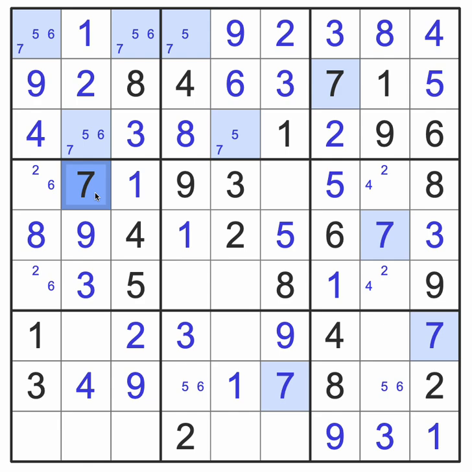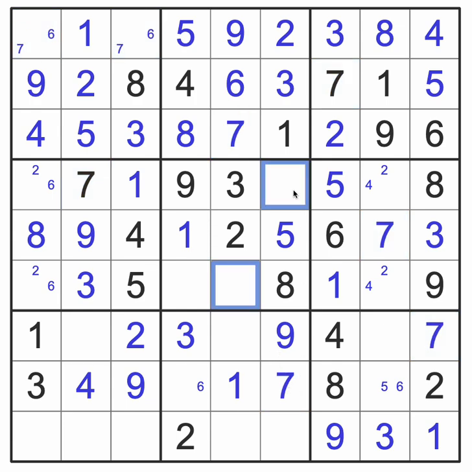And this 7 blocks this cell. This 6 blocks this cell, gives me 5. 5 and 5 gives me 5 here and 7 here. This 7 blocks this cell. This 7 blocks this cell, gives me 7 here. These are 4, 6 double. 6 makes this cell 4. This is 6. The last number of this column is 6.